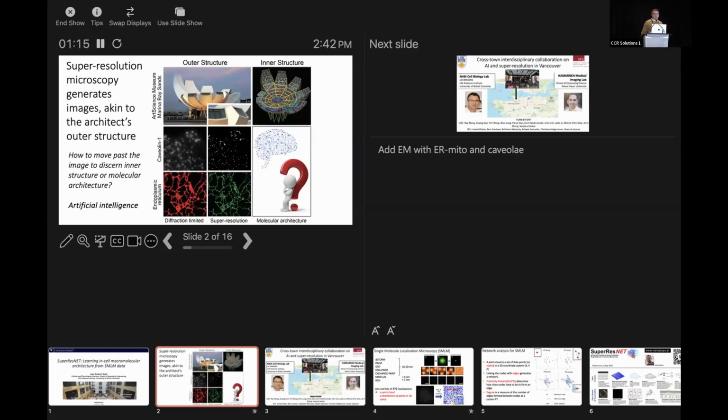The question is, how do we move past the image? How do we find the molecular design, the molecular architecture of the structure, what an architect would call the inner structure? And what we've been doing is using artificial intelligence and machine learning to develop approaches, and I'll talk to you a little bit about what we've been doing with analysis of single molecule resolution.